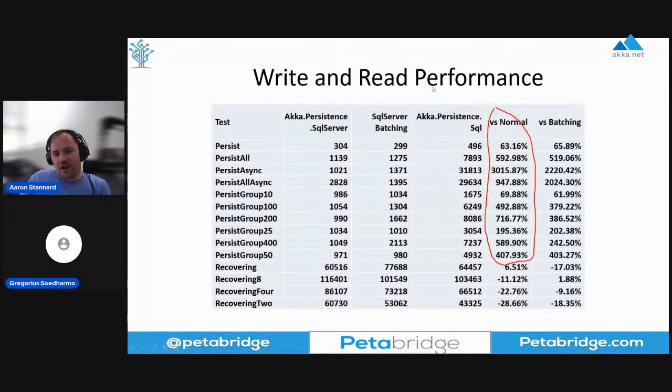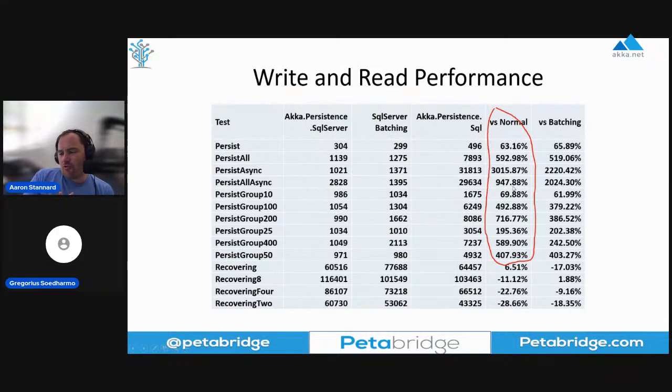Under the covers, Akka.Persistence.Sql uses linq2db, which is not to be confused with LINQ to SQL. Linq2db is kind of an abstraction layer over ADO.NET that is very much in the spirit of LINQ to SQL, but it's never been a Microsoft technology. It's always been third party. So we use that under the covers, and we do a lot of work to make write performance much faster. As you can see here with persist async, we're like 3,000% faster than we were before.